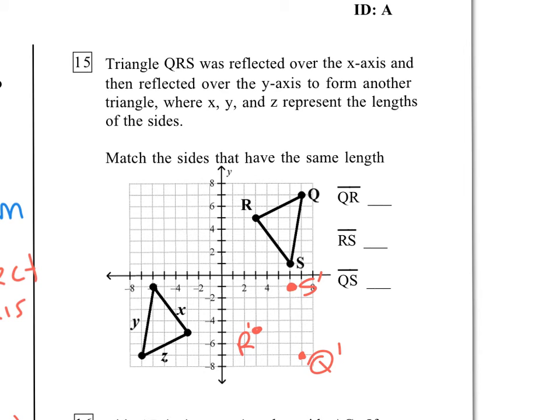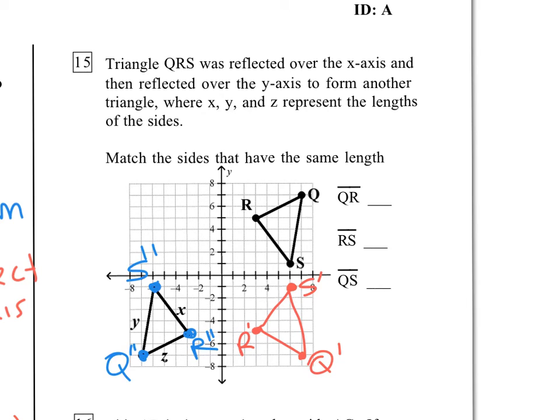Once you reflect that, then it tells you to reflect over the y-axis. I'm going to use a different color. So that would be right here for R, right? The new R prime would be there. The new S prime would be right here. And the new Q prime, and I'm putting double primes on this because it's a second transformation, would be there.